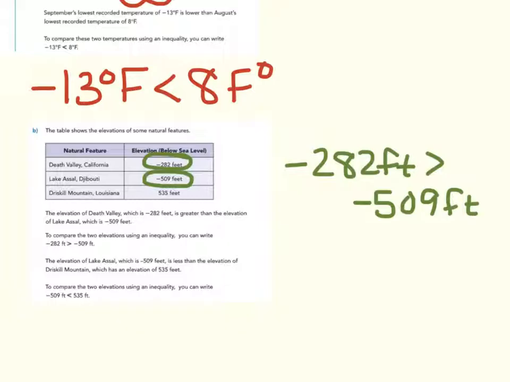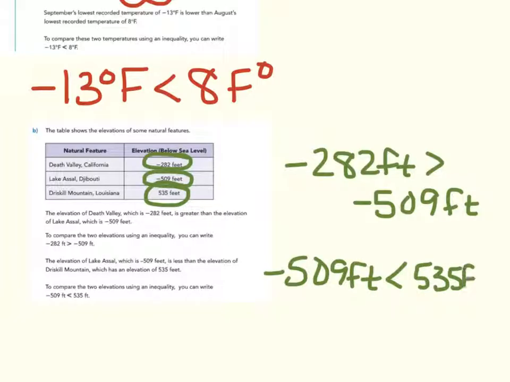Now, if we look at the elevation of Lake Asal, which is negative 509 feet, it's less than the elevation of Driscoll Mountain by quite a lot, which is 535 feet. So if we wanted to compare those two elevations, we'd write it as negative 509 feet is less than 535 feet. All right?